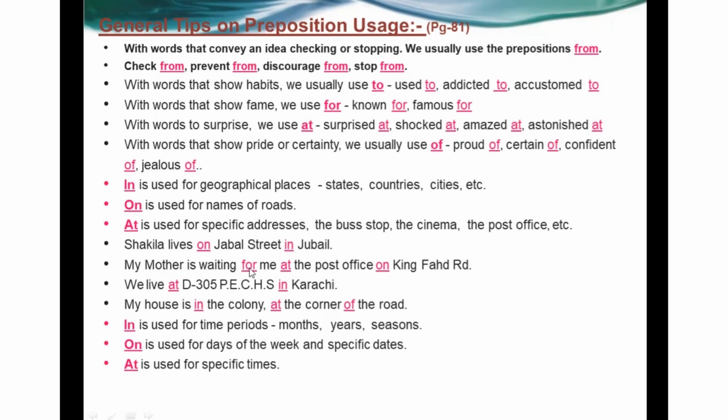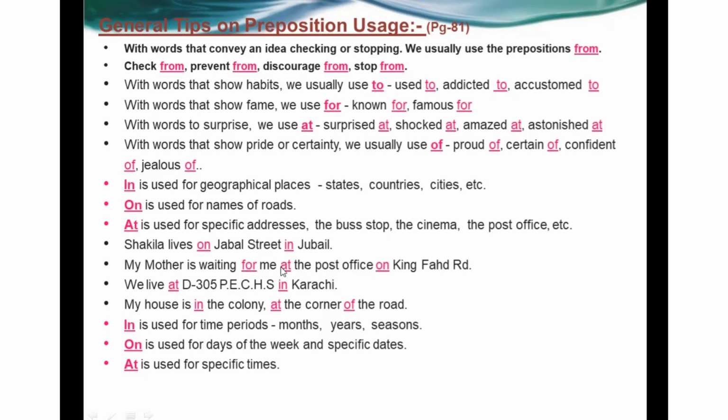My mother is waiting for me at the post office on King Fahd Road. Okay, you see this road's name is there and we use on for that. An exact place is given, post office. That is why we are using at here. Waiting, for whom is she waiting? For you, for me, right? Me is the pronoun. And see what is the word that is used with this object? That is the preposition. Okay, for me.